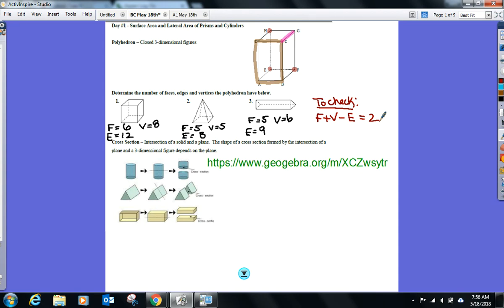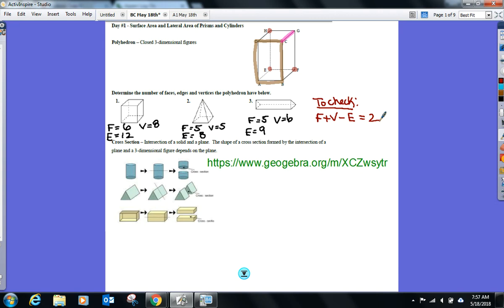Check it out on the ones we just did. Faces and vertices minus edges, always 2 in a polyhedron. Unbelievable. That guy's a genius. Works for all 3 of them, yeah? 6 plus 8 minus 12. Got it, 2. All right, faces plus vertices minus edges equals 2. All right, if you ever want to check.